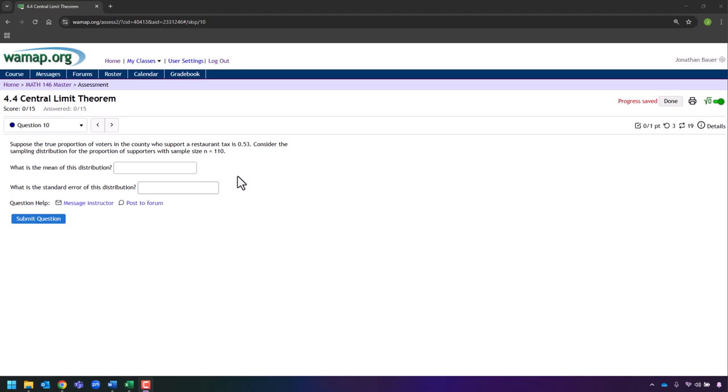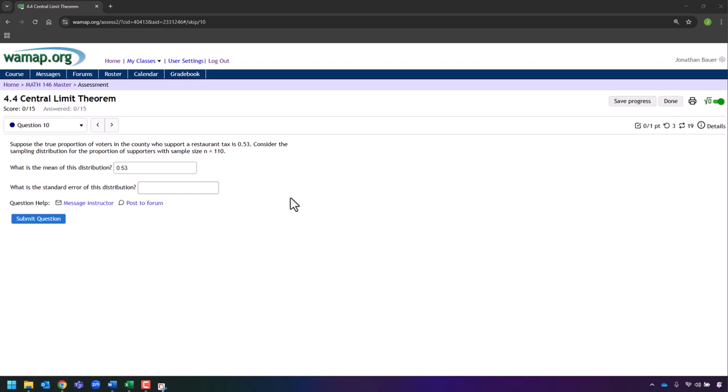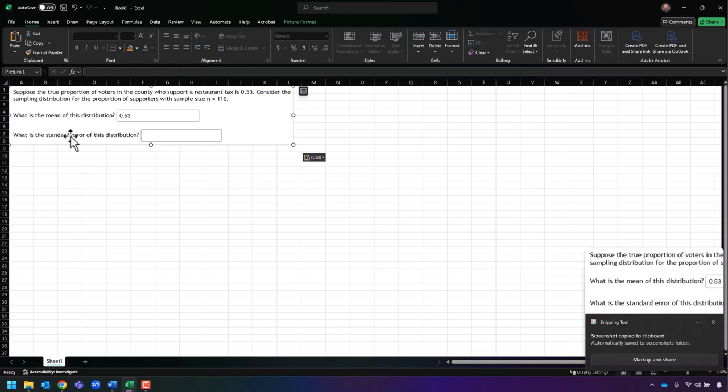Now, the mean of the distribution here, since we're talking about a proportion, is the proportion. And with the central limit theorem, since we know the proportion here is 0.53, that is going to be the mean here. Now, the standard deviation is where it gets a little bit different. The standard error of the distribution becomes the new standard deviation with a normal standard distribution involving proportions. So I'm going to paste this up here and then we'll talk about it.